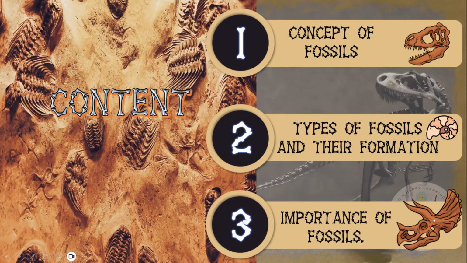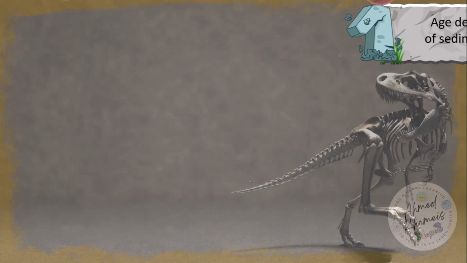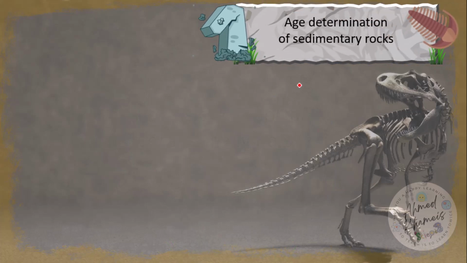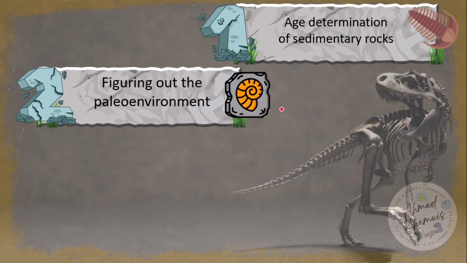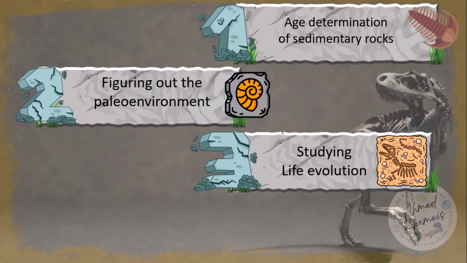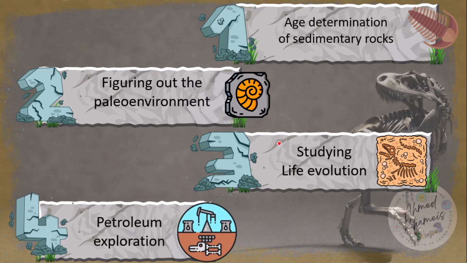The importance of fossils. So why are the fossils important? Because they help us in age determination of sedimentary rocks. They help us figure out the paleo environment. They help in studying evolution. And finally, help in petroleum exploration. So first, age determination of sedimentary rock.